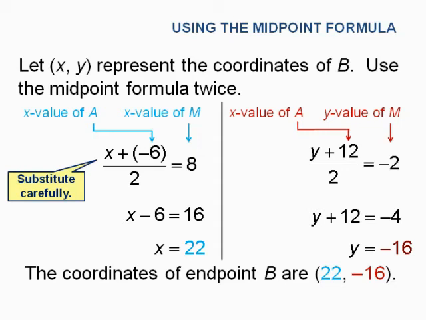All right, so you see how this graphic is laid out here. We're going to say x plus that x value of the other endpoint, -6, divided by 2, will equal the x value of the midpoint, 8. And on the right side, y plus 12, if you add up the y values, so the coordinate of B is y, plus that y value of A is 12, divided by 2, will give you the midpoint of y, -2. So the other endpoint would have to be, when you go through the math and do it, 22, negative 16.